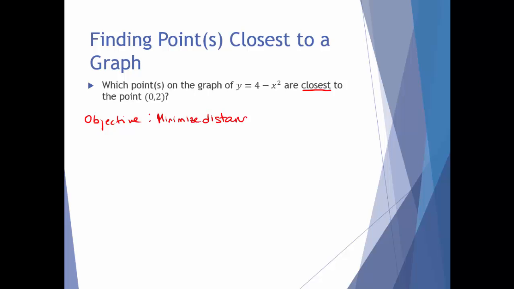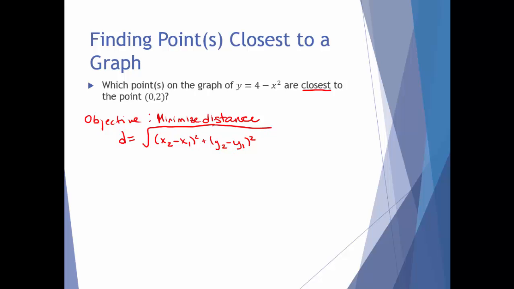Well, if that's what we want to minimize, we're going to need an equation to describe distance. Here comes the distance formula. And this is a formula that we do assume you have memorized. The distance formula in general is x sub 2 minus x sub 1 squared plus y sub 2 minus y sub 1 squared, all under a big square root.